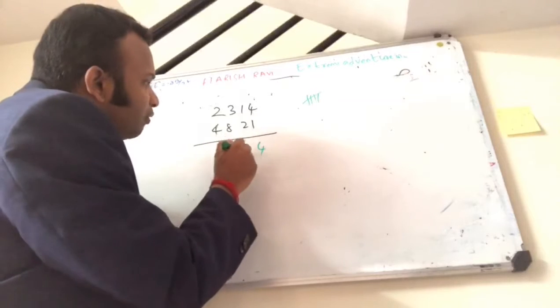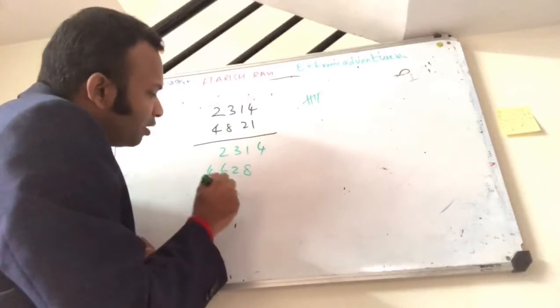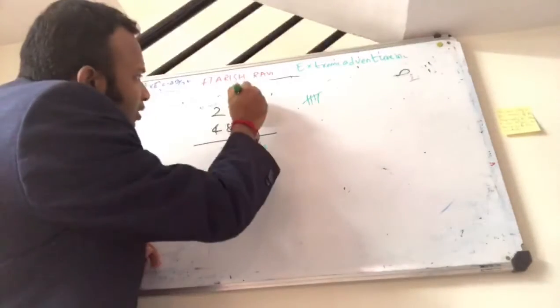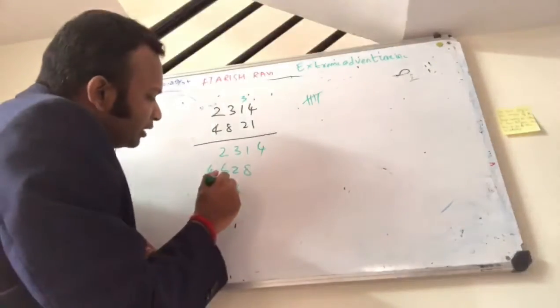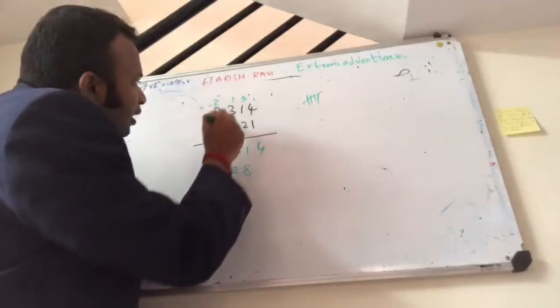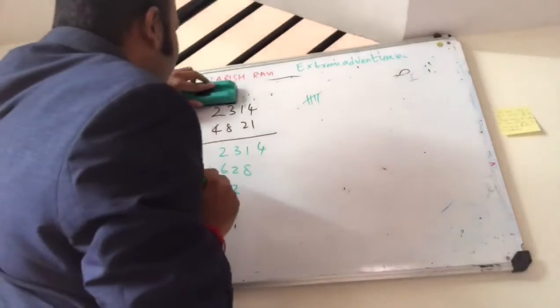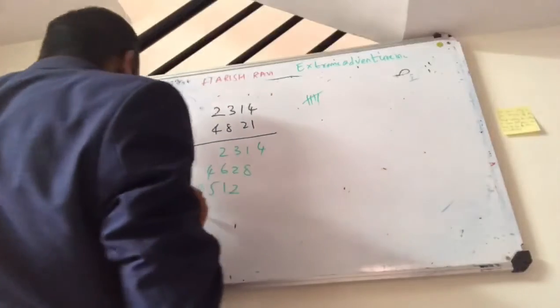2, 3, 1, 4, 8, 2, 6, 4, 2, 3, 8, 1. 8 and 8, plus 3 is 11. 8 3s are 24, 25. 8 2s are 16, 18. So you need a pencil to do this.